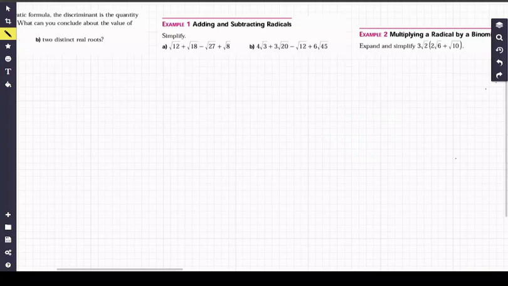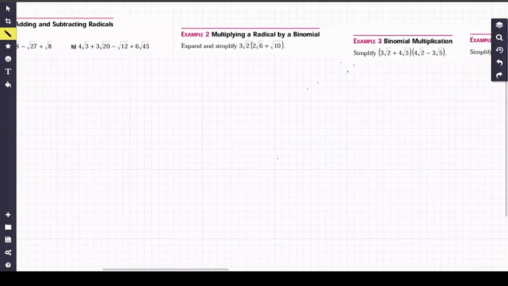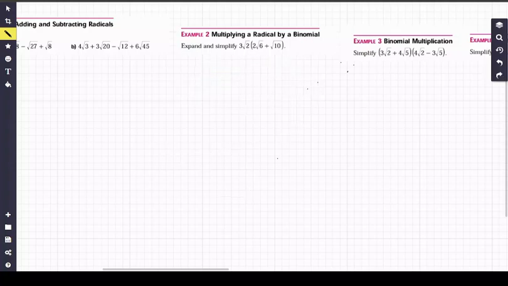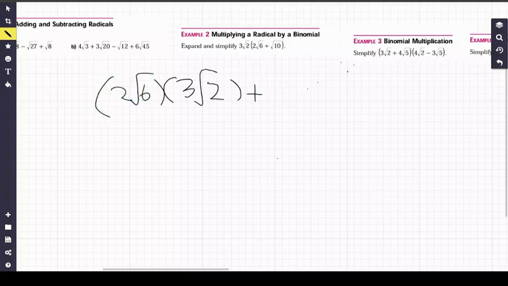Now let's go ahead and get to multiplying a radical by a binomial. Just like how you would do a regular expansion, like x times (1 plus y), it's going to be x plus xy. You distribute it to every term. You're going to do the same thing. So essentially, we're going to have 3 root 2 times 2 root 6 plus 3 root 2 root 10.